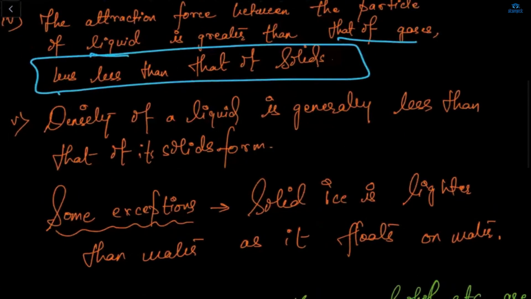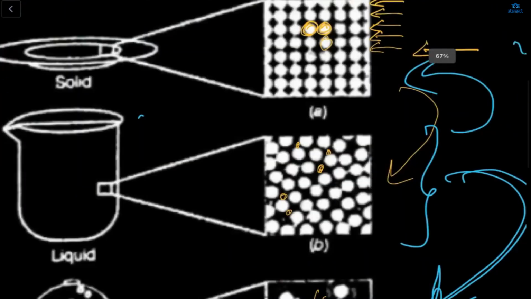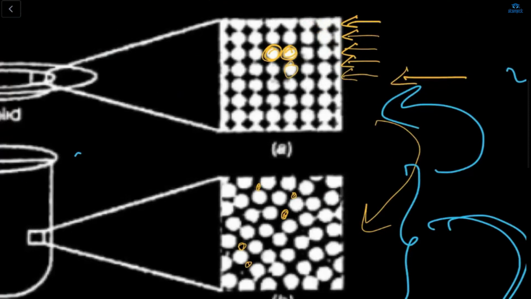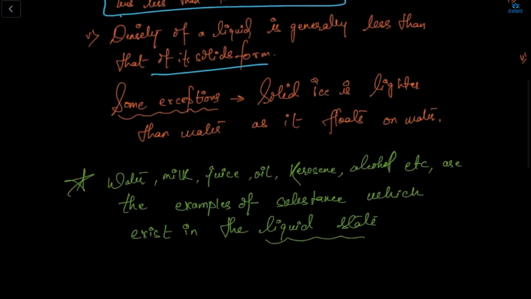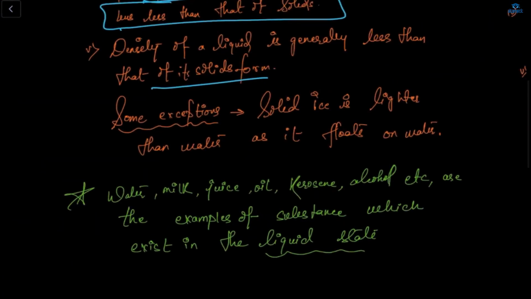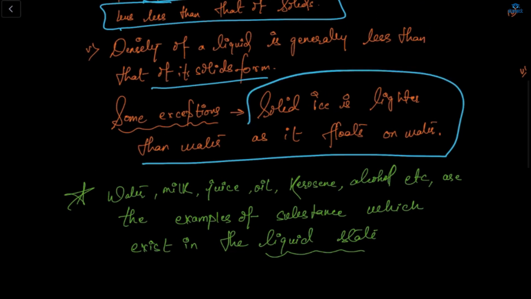Okay. Now, the density of liquid is generally less. Here also, you can see the density of liquid is generally less. Why? Because here we have lots of space so that the particles can slightly move. But here we don't have any space, so the particles can't move, and they can only vibrate in their fixed position. Now, some exceptions: solid ice is lighter than water as it floats on water. So this is an exception. And what are the examples? Water, milk, juice, oil, kerosene, alcohol. You already know the examples of liquid.